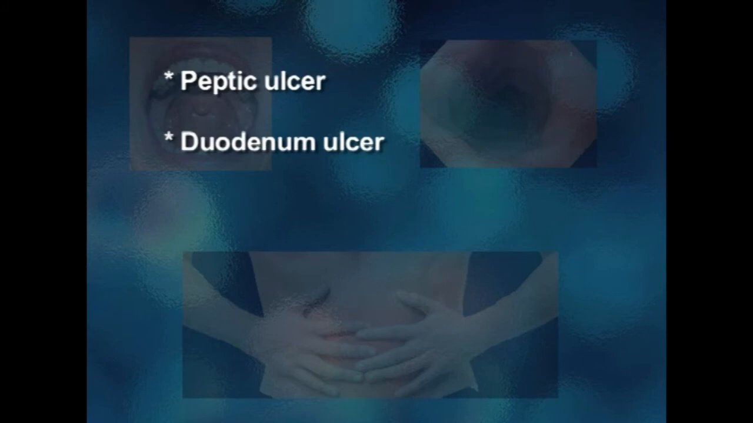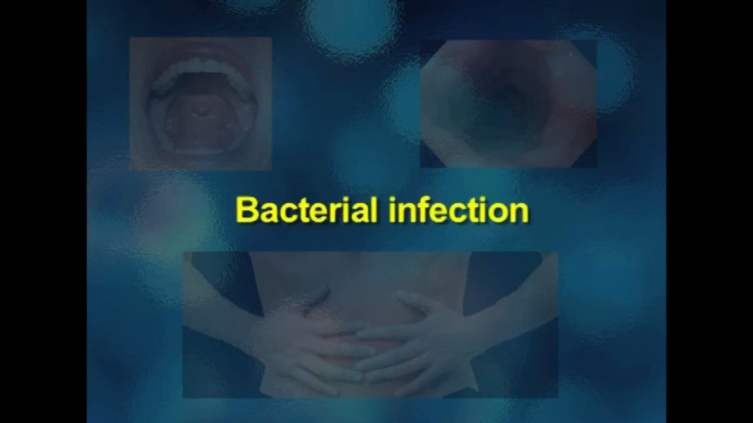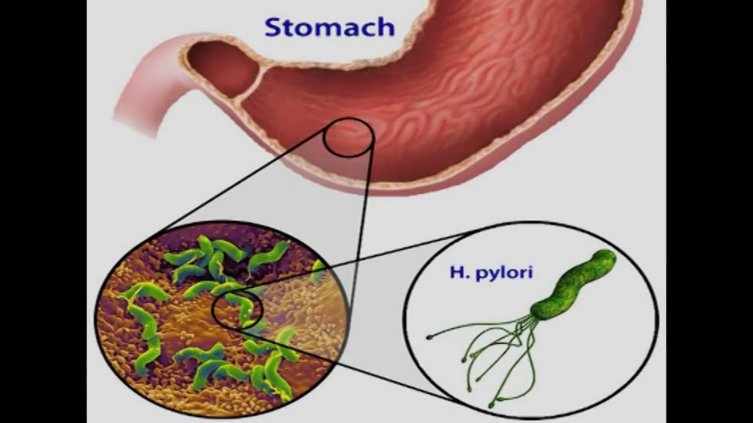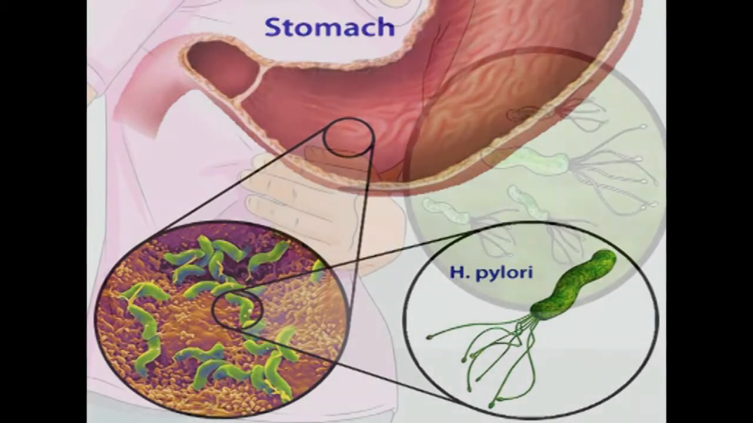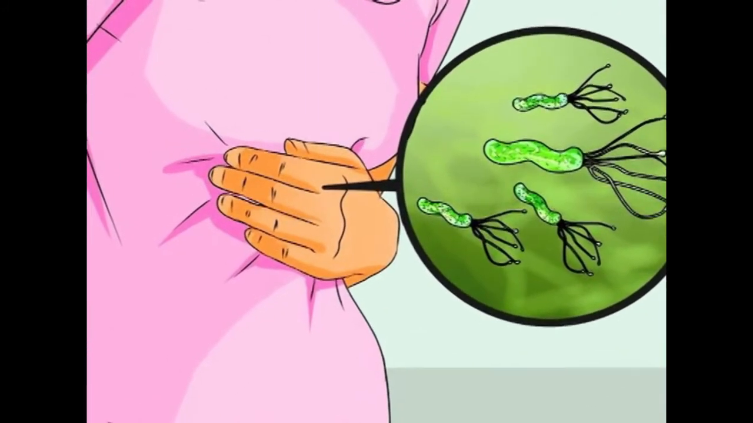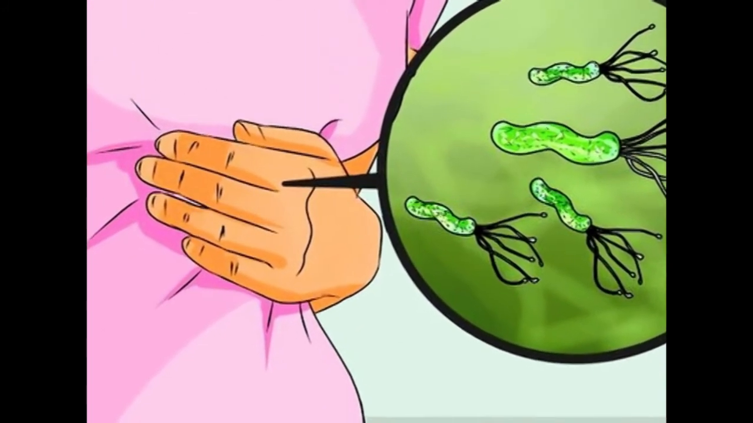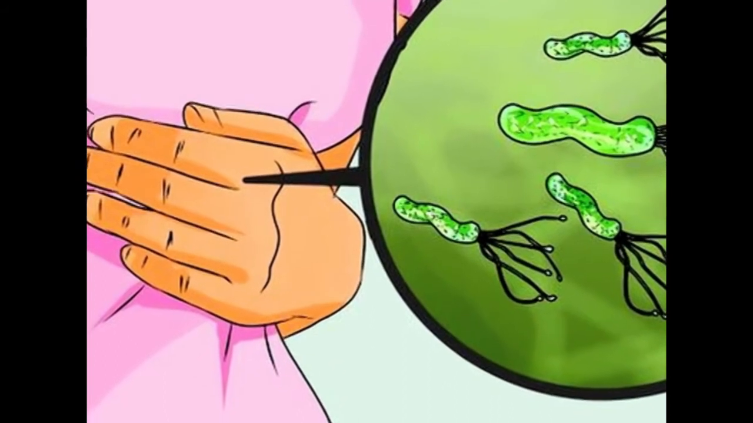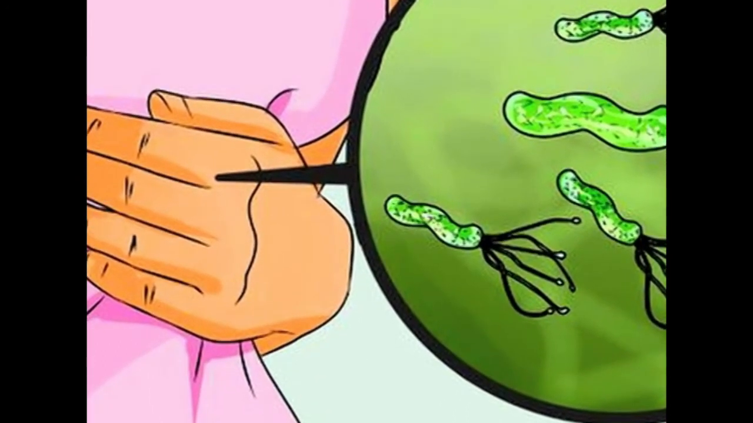Next one is causes of all the peptic ulcers, duodenal ulcer and the gastric ulcer. First one is bacterial infection. Helicobacter pylori is the chief cause of ulcer. It is spiral shaped with gram-negative unipolar flagellum. Infection is typically contracted in early childhood and remains for the rest of life.